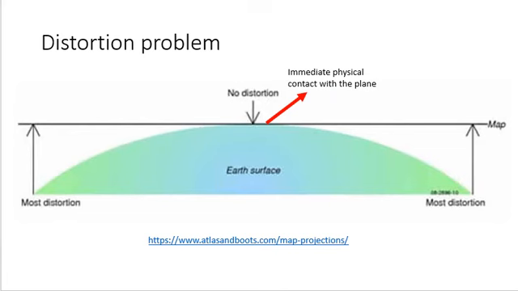Have a look at this slide. When we want to project all the points of this surface onto the plane, we see distortion for the points of the surface that are farther from the plane. And there is no distortion for the part that is in immediate physical contact with the plane.